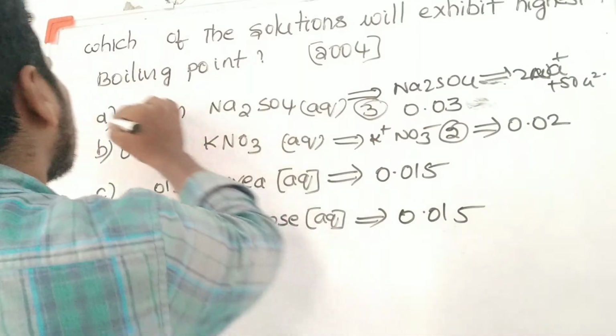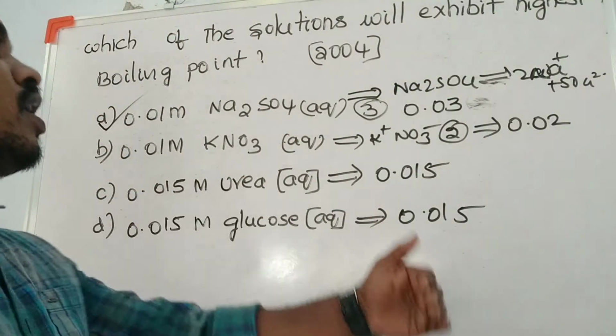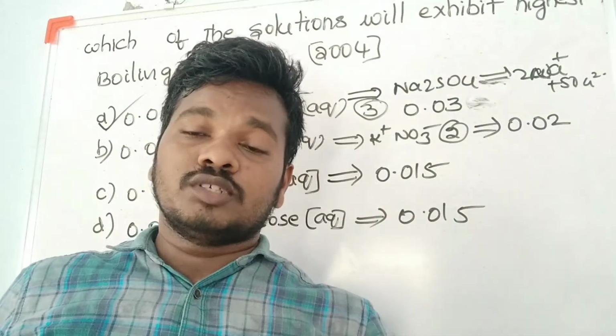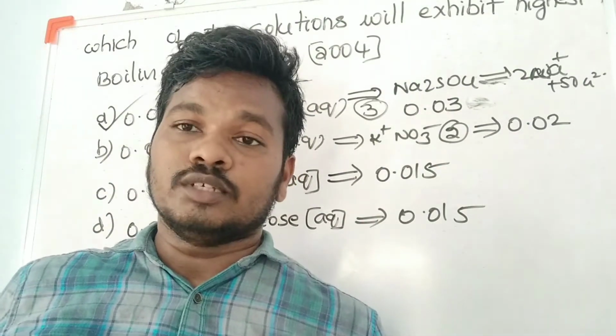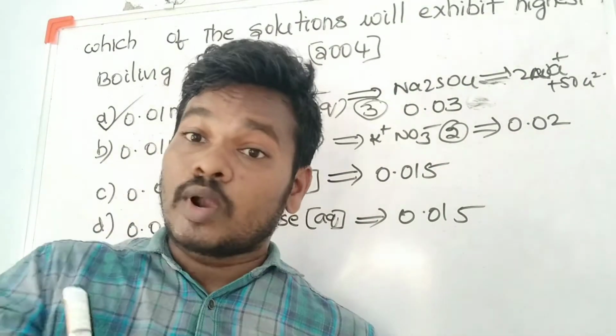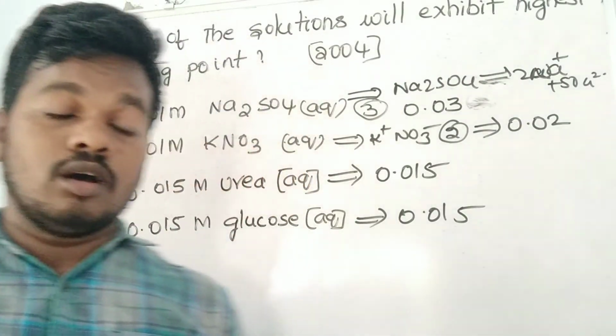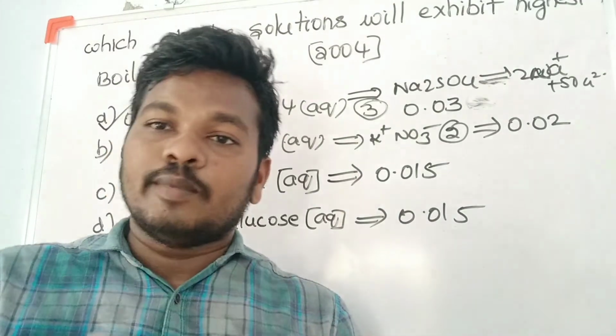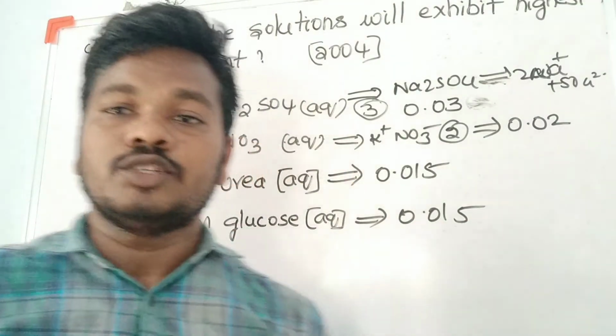So the highest concentration is for Na2SO4, because its i factor will be more, producing more ions. Anything which produces more ions will automatically show the highest boiling point. The more the particles, the higher the boiling point it will show.